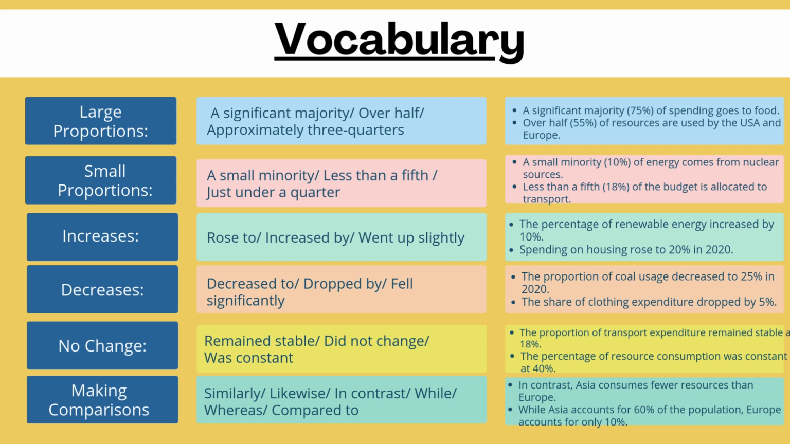For stable trends, phrases such as remained stable, did not change, or was constant are employed. When making comparisons, words like similarly, likewise, in contrast, while, and whereas help in drawing contrasts between different data points or groups, providing a clearer understanding of the relationships being described.